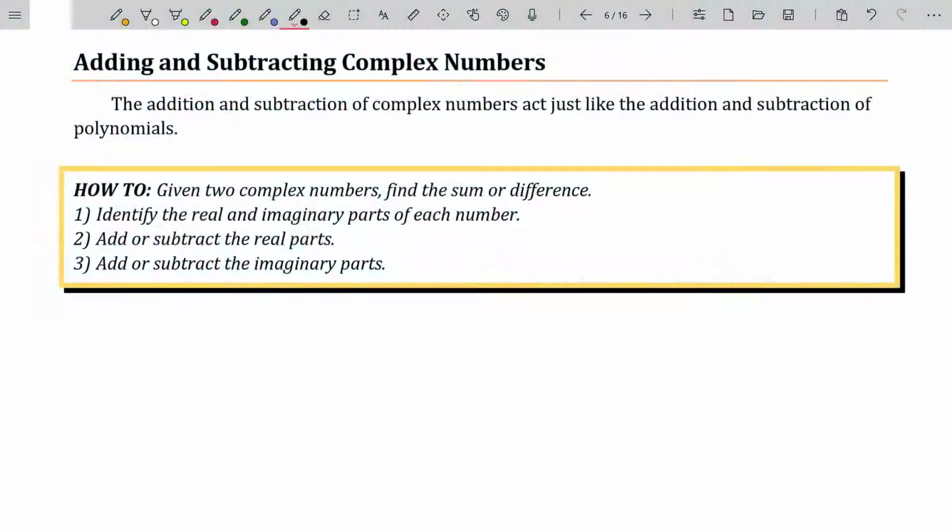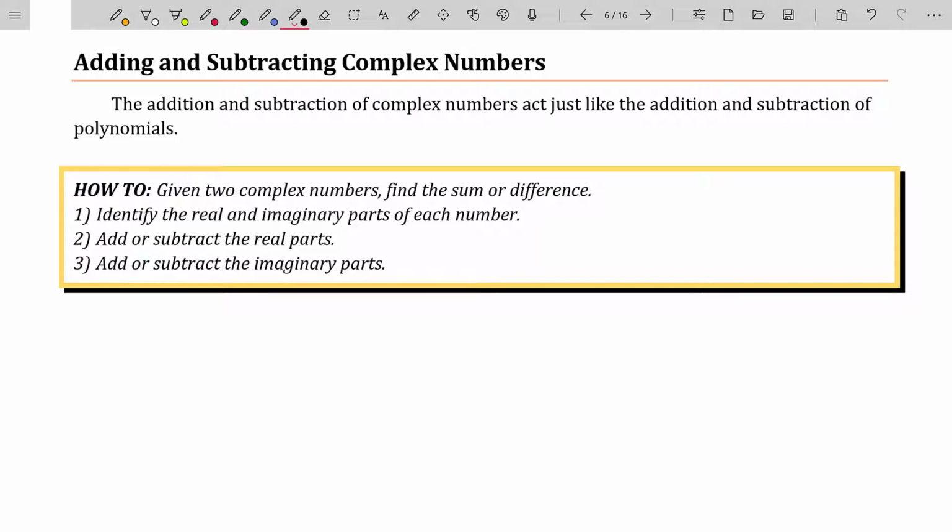Hello, my name is Roy Simpson, Professor of Mathematics at Cosumnes River College in Sacramento, California. This video is the third in a series on complex numbers. You should have already watched a video on what is a complex number, what is the imaginary unit, and then the previous video, which is graphing complex numbers in the complex plane.